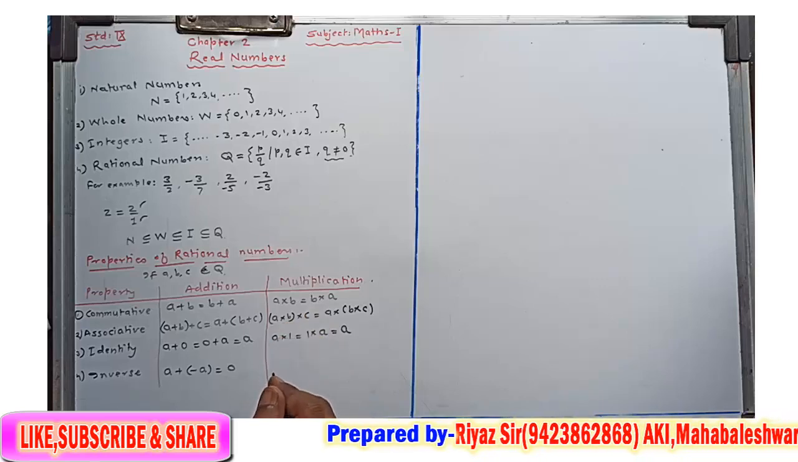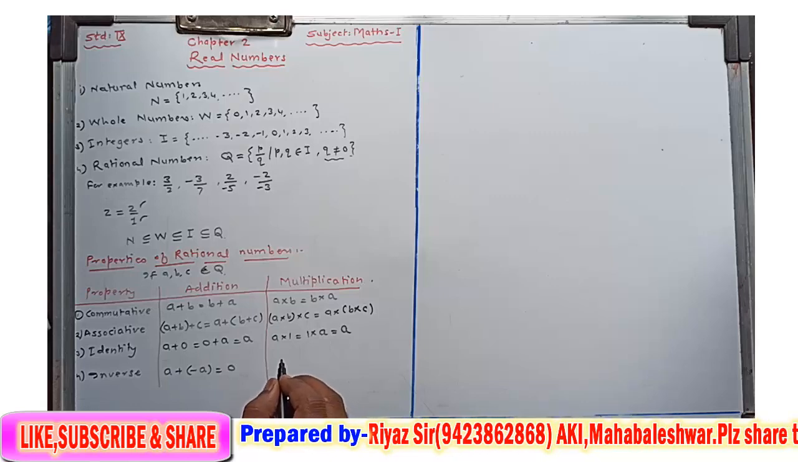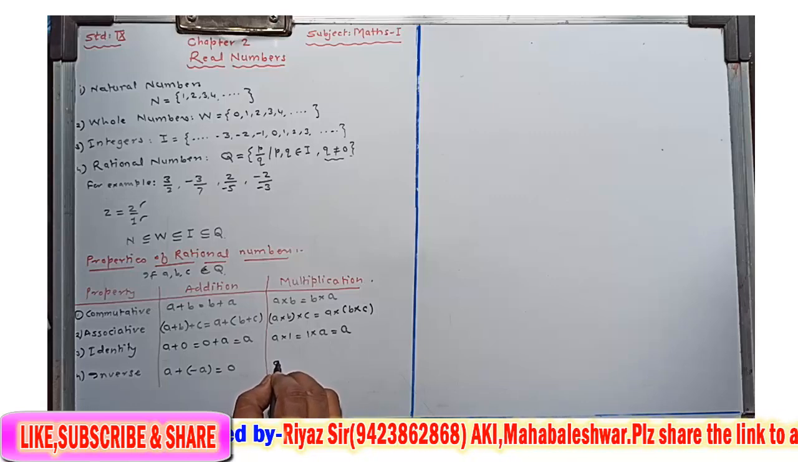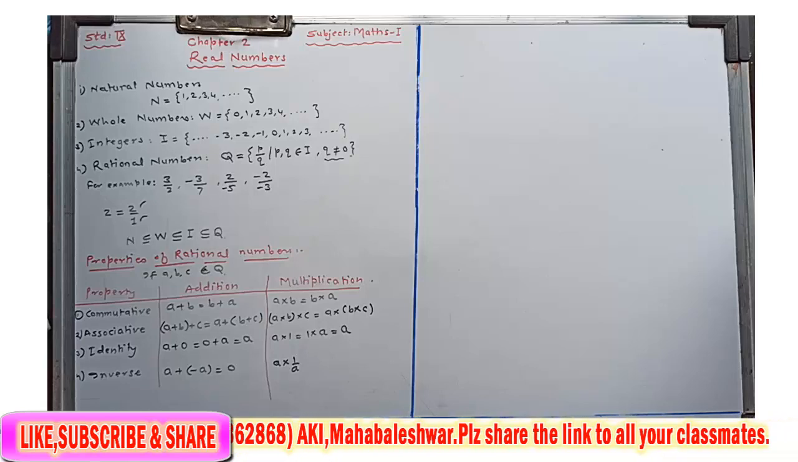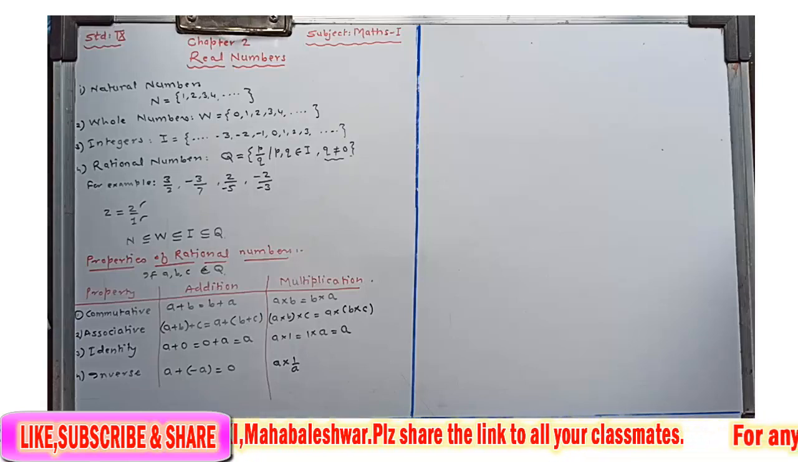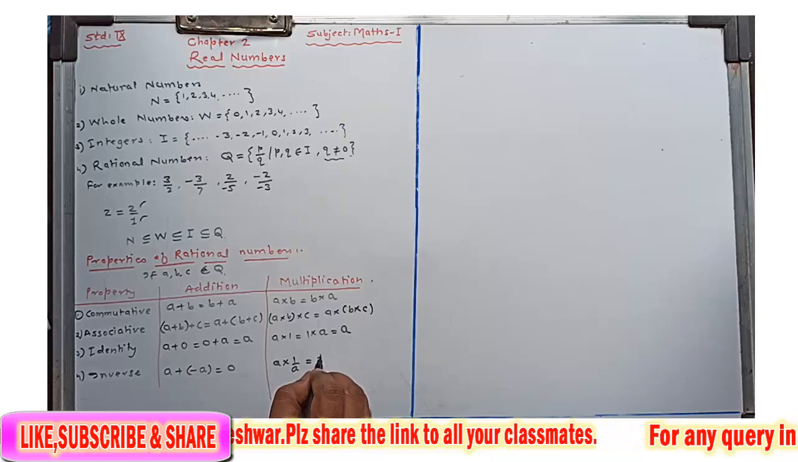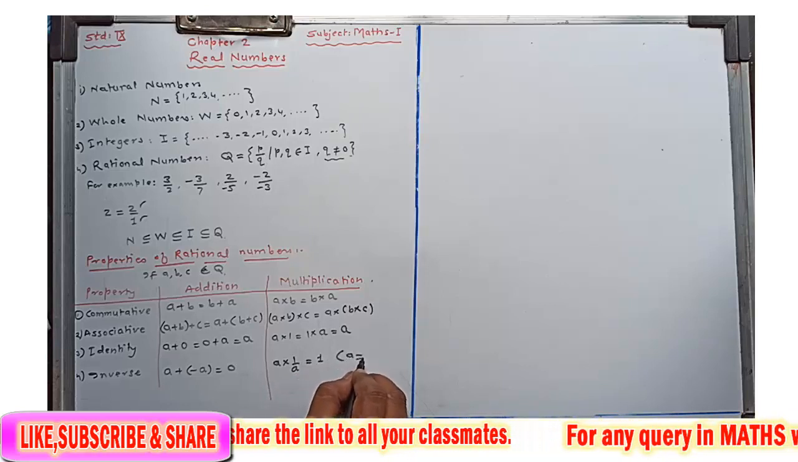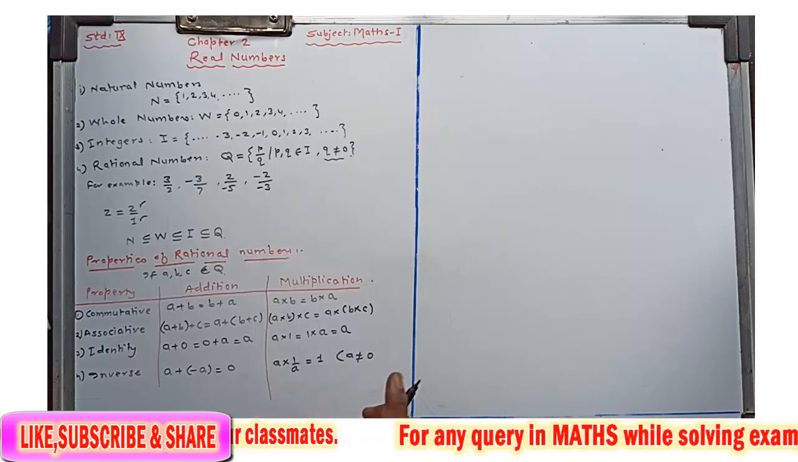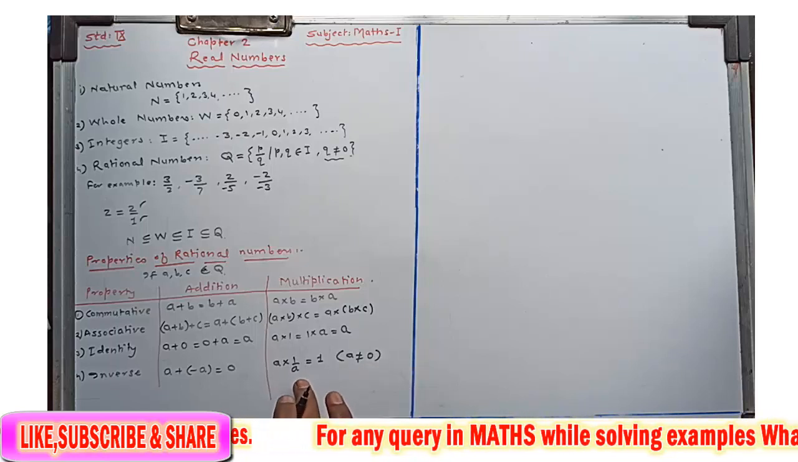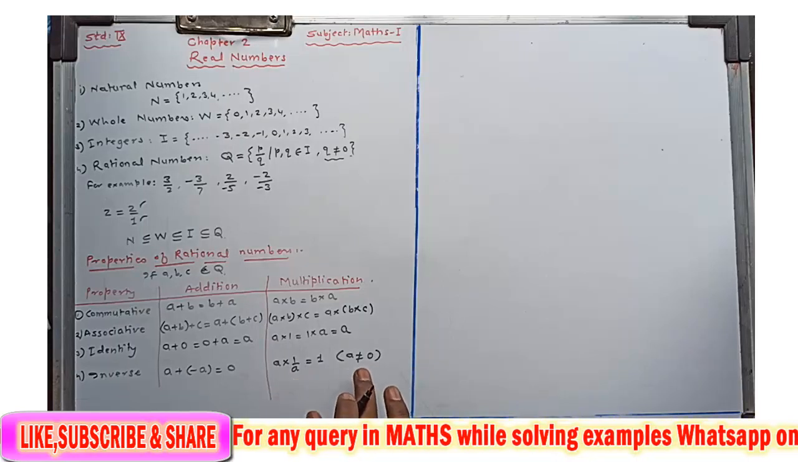Similarly in multiplication, a into 1 upon a is equal to 1, where a is not equal to 0, because here a comes in the denominator, and if that denominator is equal to 0 then that number is not defined, and therefore a is not equal to 0.